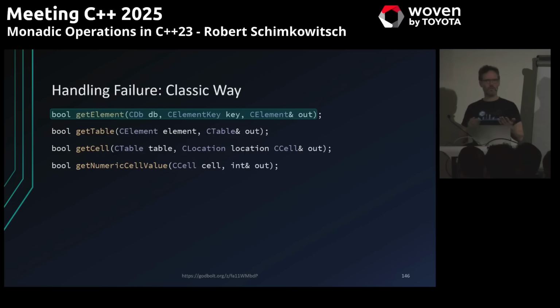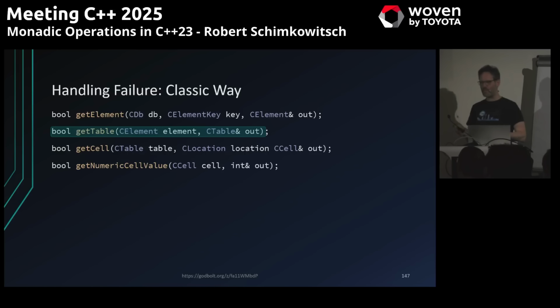So we have a function called getElement, for example. We pass the database key or handle. We pass the key to the element that we want, and then we receive an element by reference. And the bool return value of the function tells us whether it succeeded or not. I hate those because they are not composable.